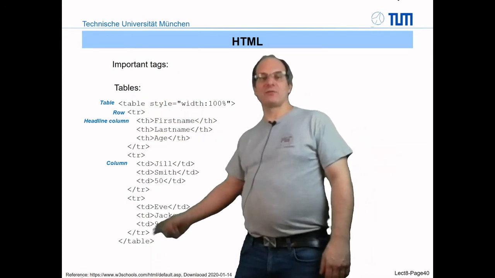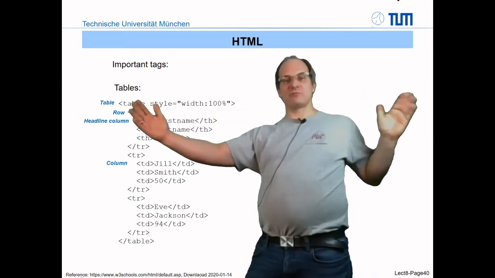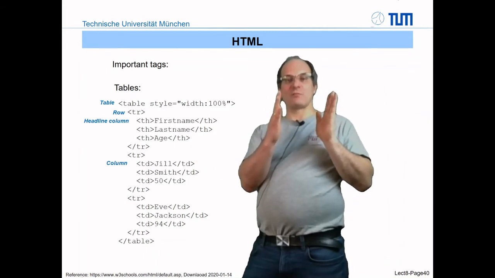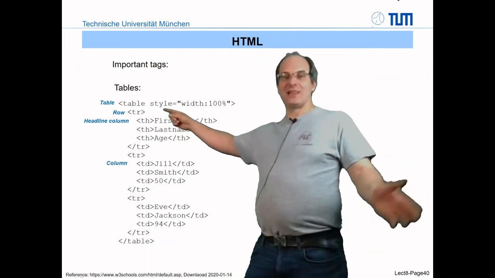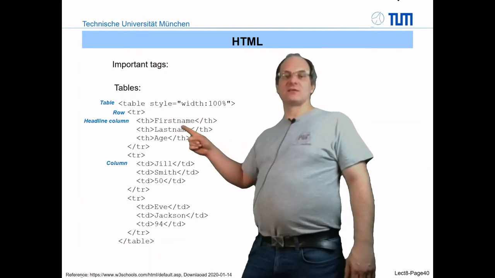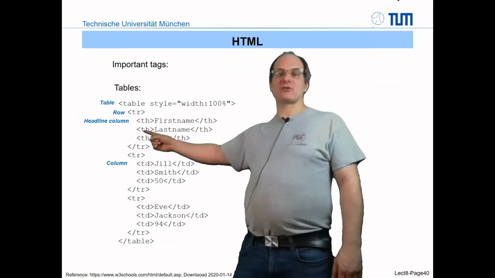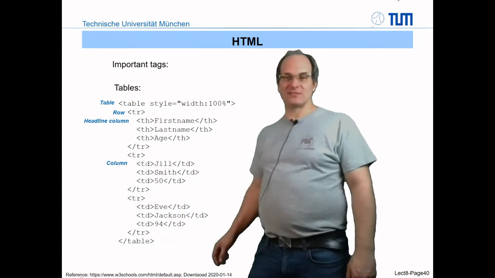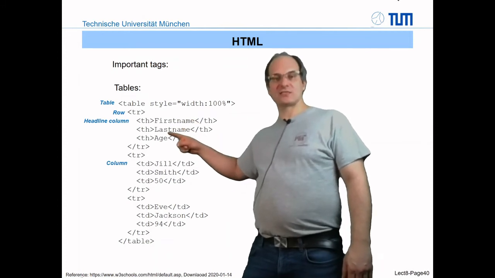Table starts from table to end table here. You can define the style again. For example, that the table should be 100% of the complete page. If you say 20%, then you have just 20% of the complete page. And then you start with the lines of the table. So each line is TR, and each line contains columns. So TD or TH are columns. TH are the headlines of the columns, and TD are the normal elements in the column. So therefore you have a list of lines, and each line contains a column.